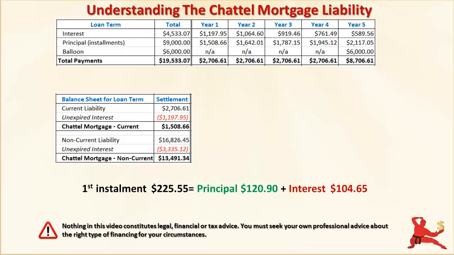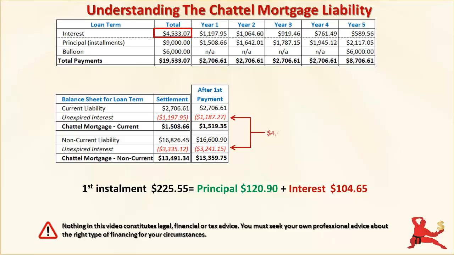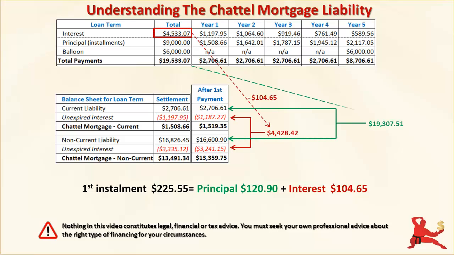On the very first day that loan is drawn down, you will also have to make the first installment payment. And part of that payment goes to interest and part goes to principal. So this is how you end up with the amount for current and non-current liabilities at the end of the first month, which is August in our example.